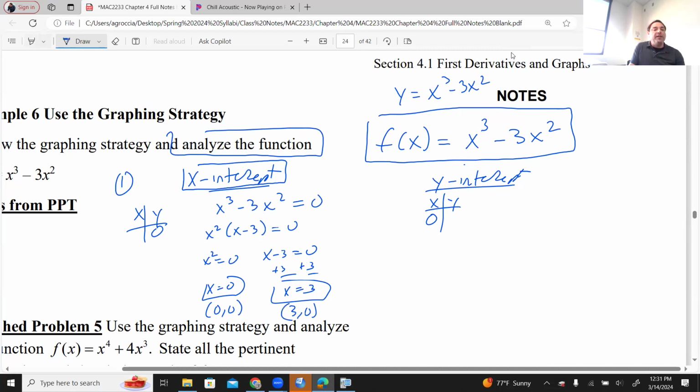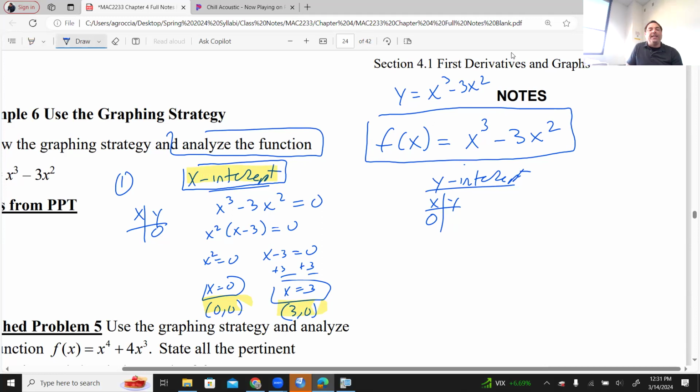Now, again, we'll verify this later, but we should have two x-intercepts at (0, 0) and (3, 0). And at the summary, we'll talk about that.